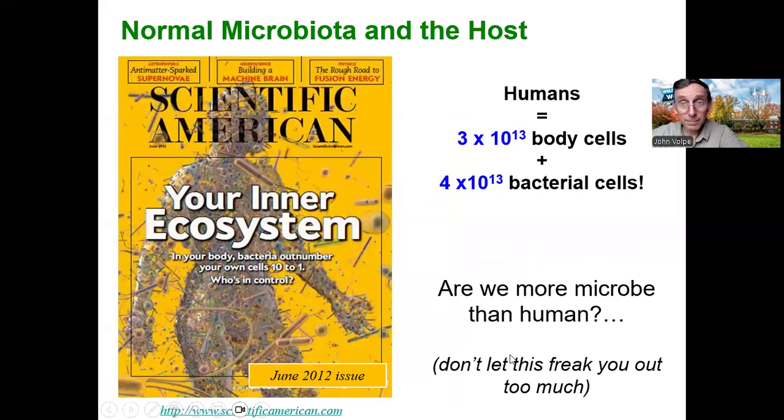The normal microbiota is about 4 times 10 to the 13 bacterial cells on or in a person. The human has about 3 times 10 to the 13th body cells, meaning there are more normal microbiota bacteria than there are human cells. And that begs the question, are we more microbe than we are human? Don't let that freak you out too much, because the answer is we do have more microbes than we do human cells. Any question about any of that?